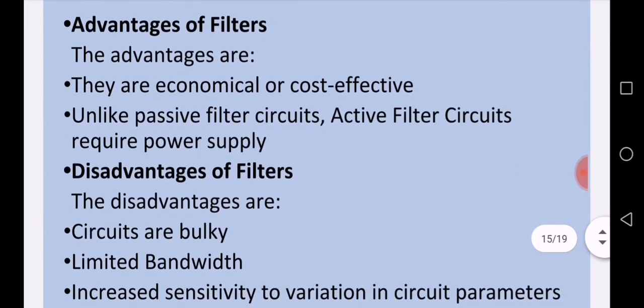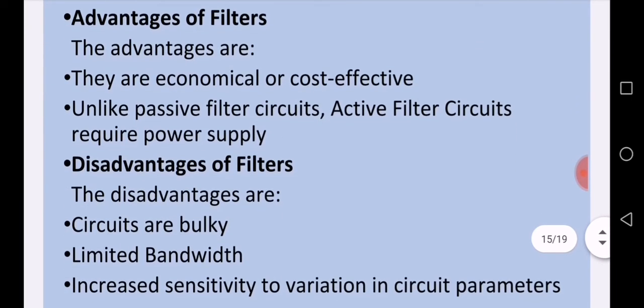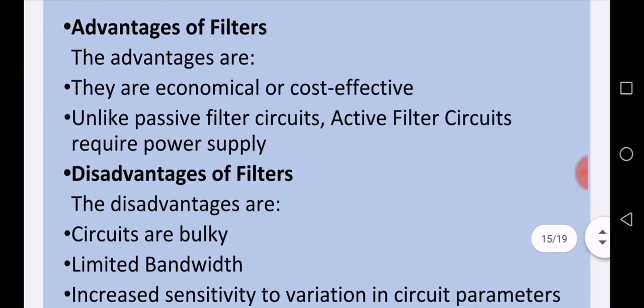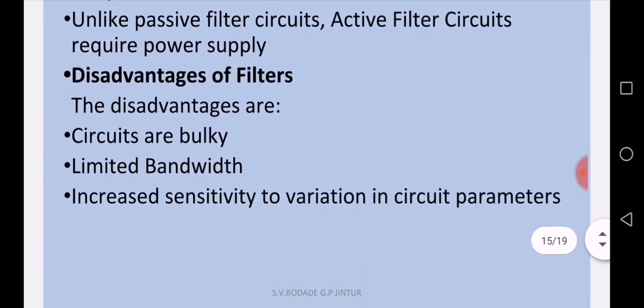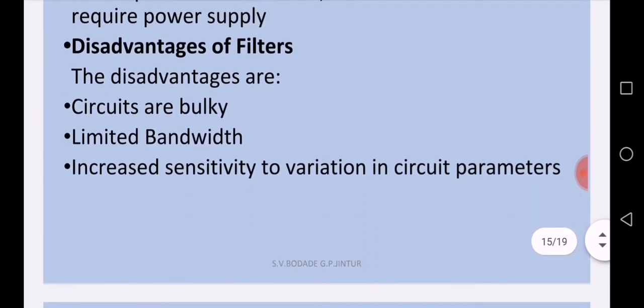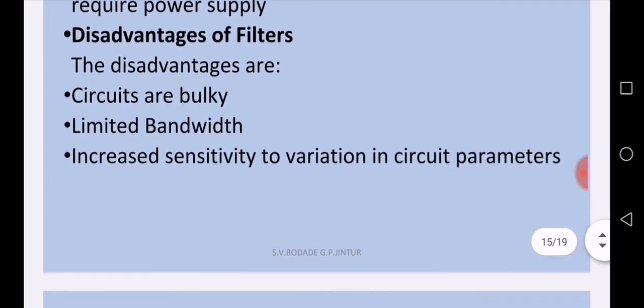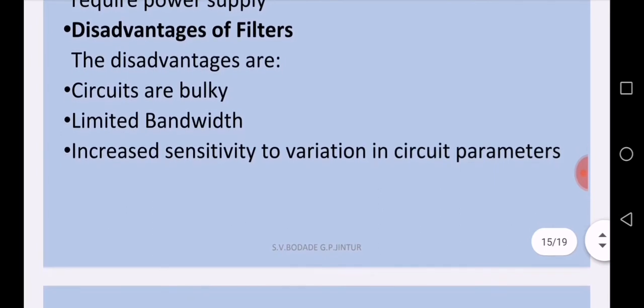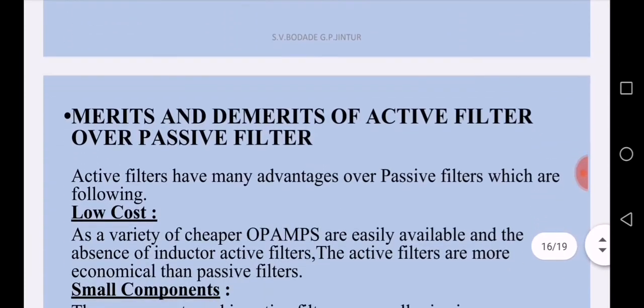What are the advantages of filters? They are economical or cost effective. Unlike passive filter circuits, active filter circuits require a power supply. What are the disadvantages? Circuits are bulky, have limited bandwidth, and have increased sensitivity to variation in circuit parameters.